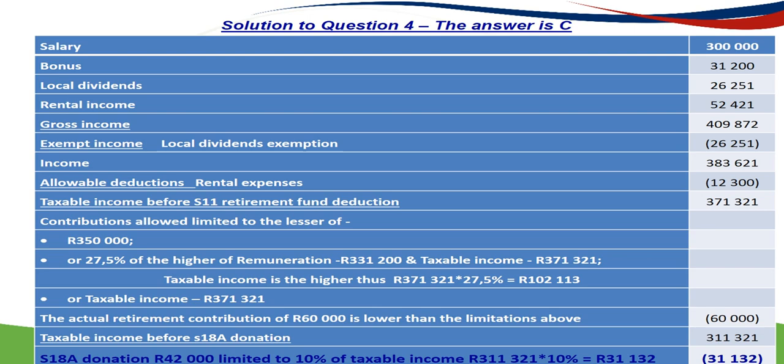301,321. You calculate 10% of that amount, which gives you 31,132, and the donation limitation would be the 31,132 and not the full donation amount of 42,000 that was actually paid. The difference between the two could be carried over to the next year to add to the next year's donations, and then if this limitation isn't affecting that amount, it would be deductible in the next financial year.